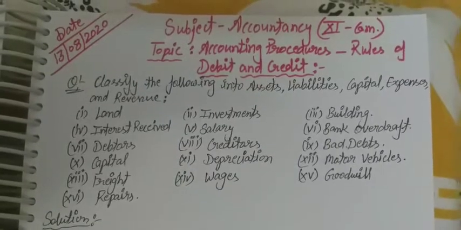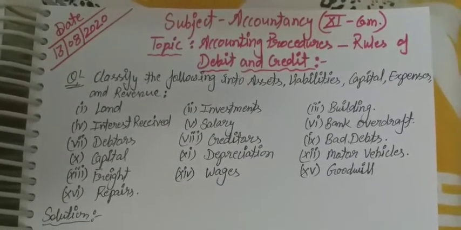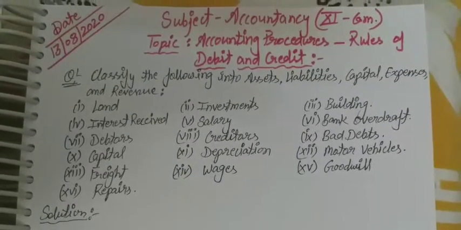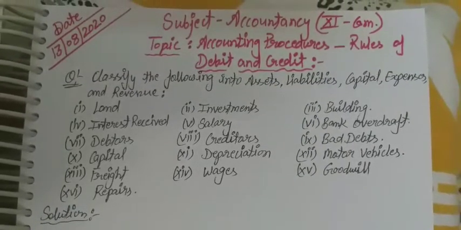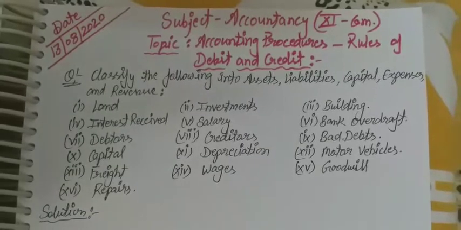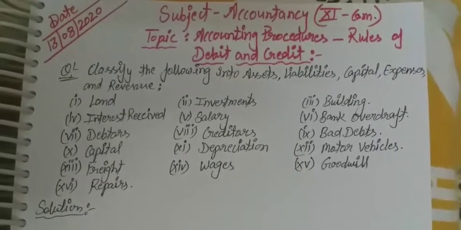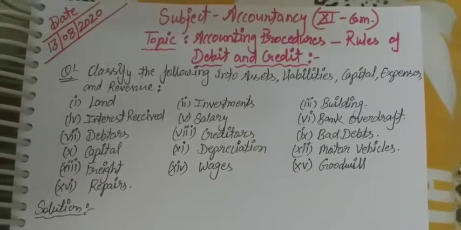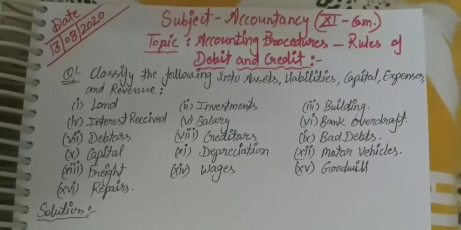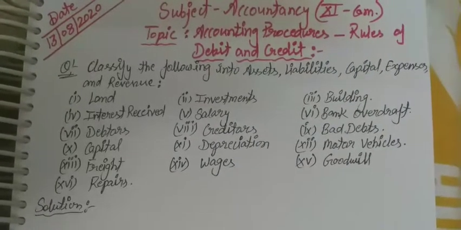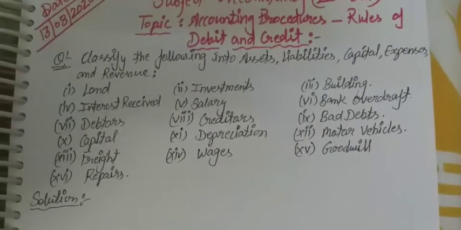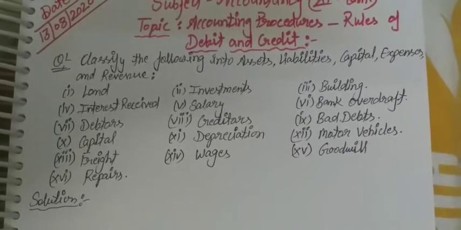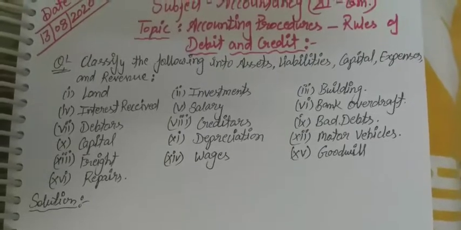Today we will solve the numerical problem related to the rules of debit and credit. Related to the modern classifications of account, related to the traditional classifications of account, and the T shape of account, how we will prepare if we face the numerical problem. So then what transaction we will pass.